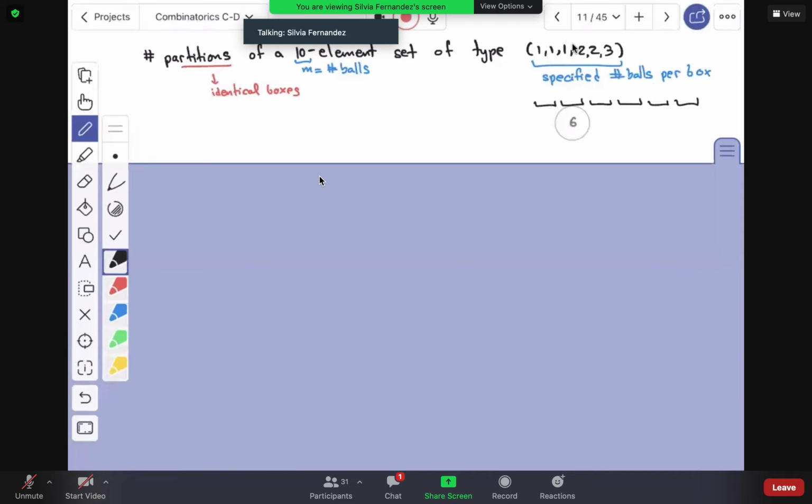6 identical boxes. And you need to have exactly one here, exactly one here, exactly one there, exactly one there, exactly two here, exactly two here, and exactly 3 there. But the boxes are identical. So you should think of this as a partition of a set. So, you have a set of 10 elements.